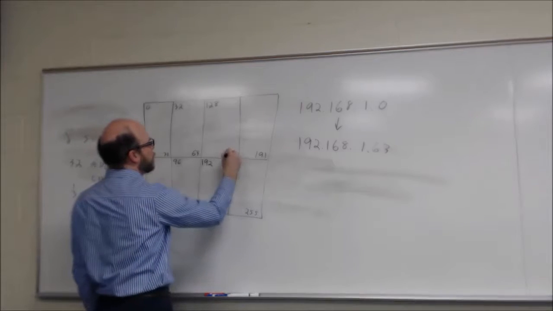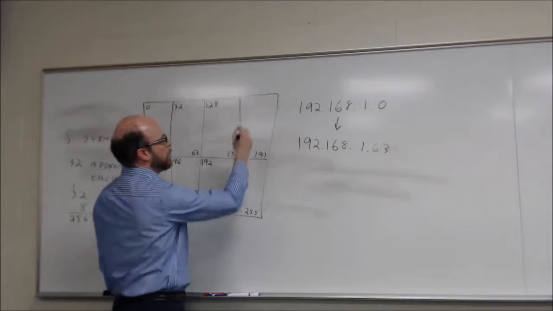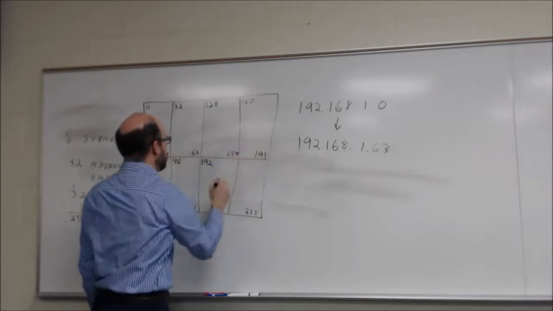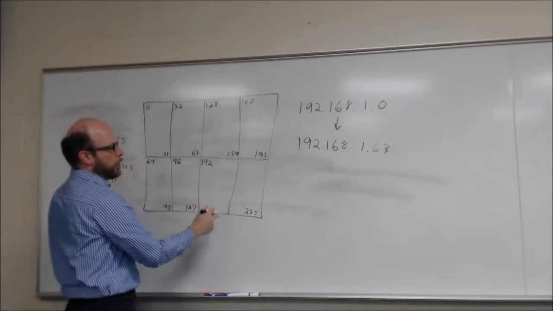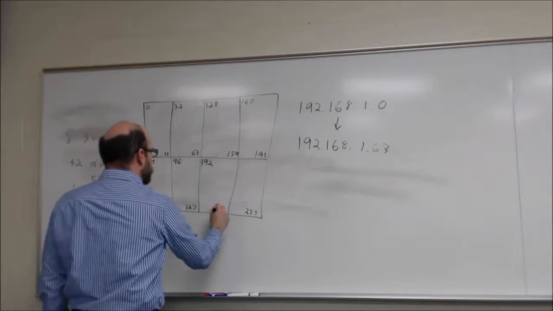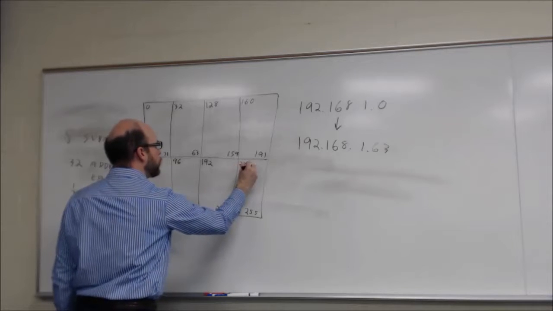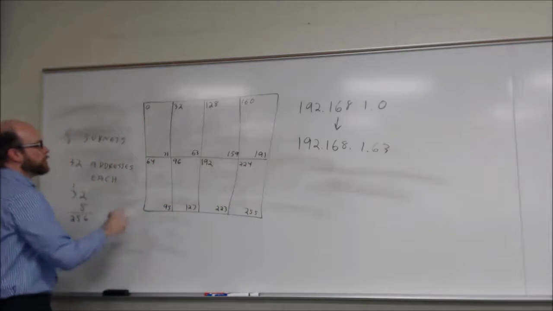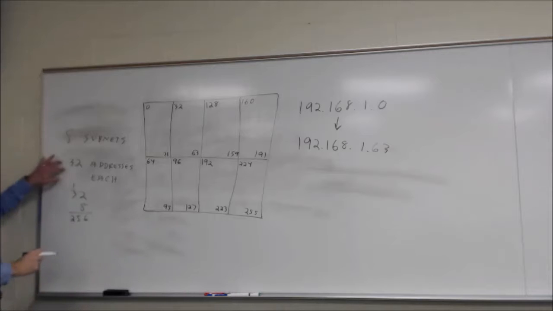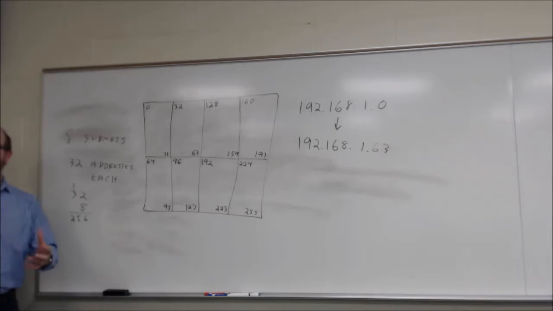So we can go from 128 to 159, 160 to 191, 192 to 223, and then 224 to 255. So each one of these subnets has 32 addresses, and we cut it down into 8 subnets. So it's similar to the circle method or the pizza method that I showed in the PowerPoint presentation, just a different way to think about it.